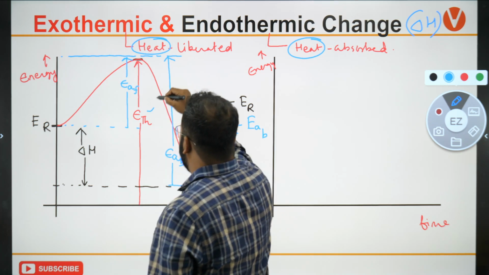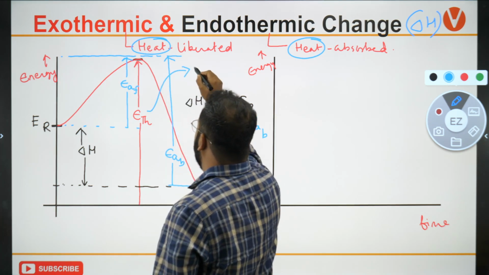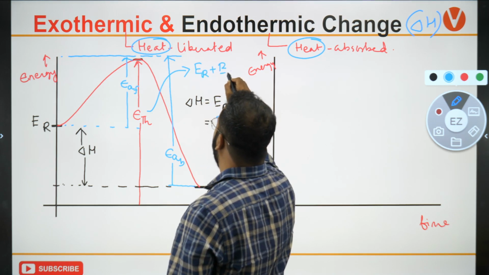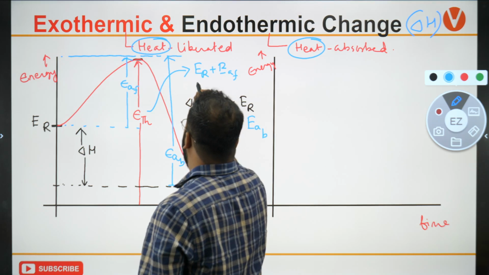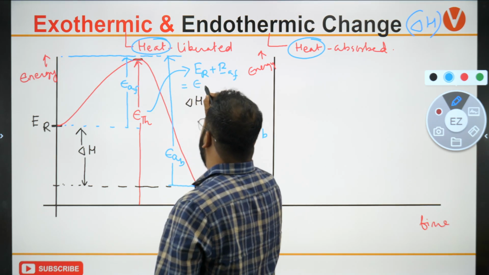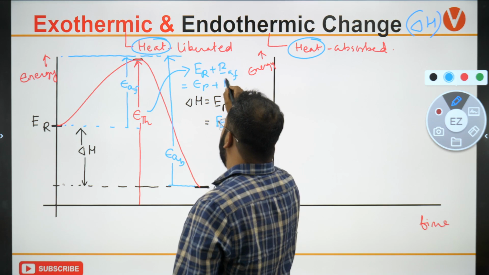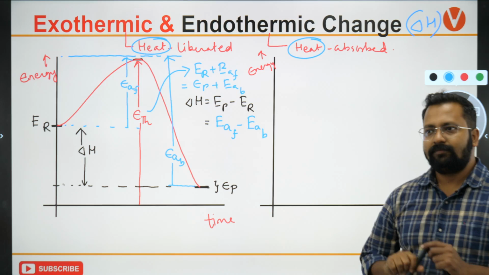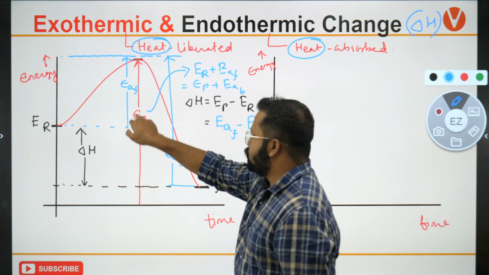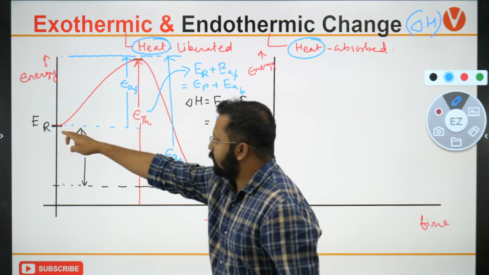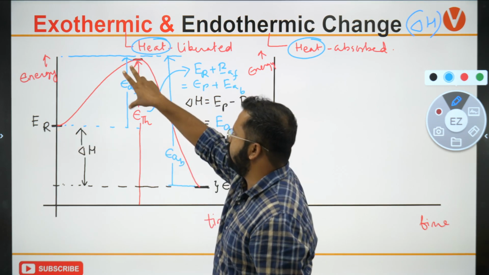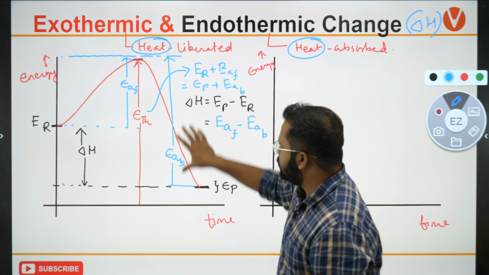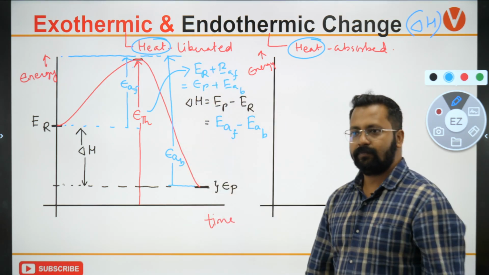For ETH, can I say that it is equal to energy of reactant plus EA forward? It can also be energy of product plus EA backward. Yes, the threshold energy is equal to energy of reactant plus the activation energy. Threshold energy is equal to energy of product plus the activation energy in the backward direction.